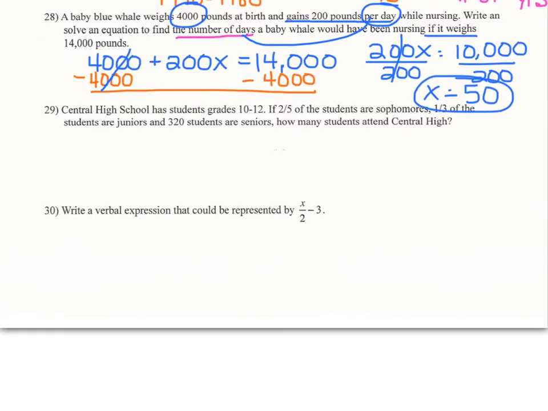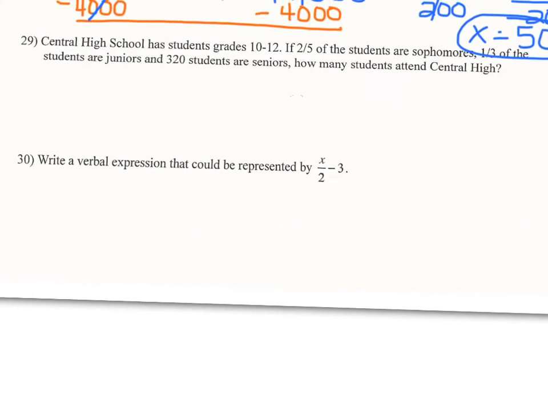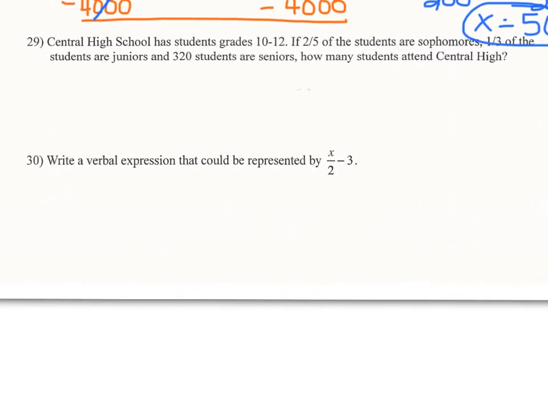Okay. 29. Oh, 29 is similar to the question where I asked you to figure out how old I was on our quiz. Blow that up a little bit. So the first thing I would do, because it's the first thing I always do, is define my variable. What am I trying to find here? I'm trying to find the grand total number of students. So x is going to be my number of students.